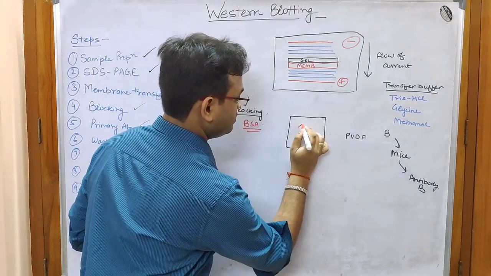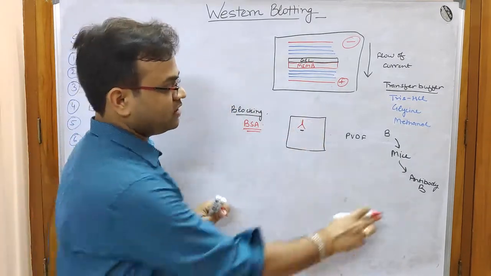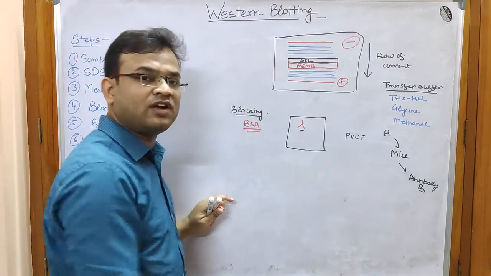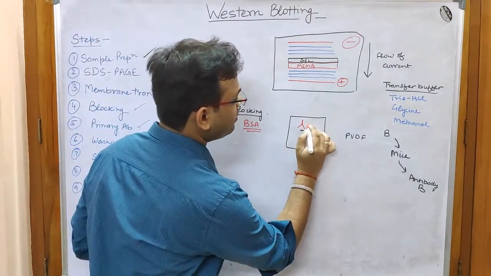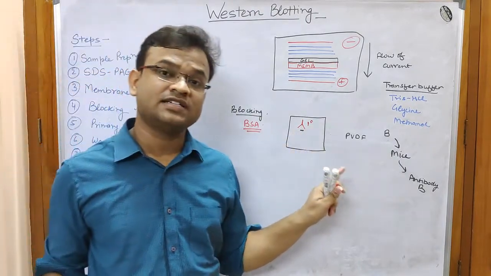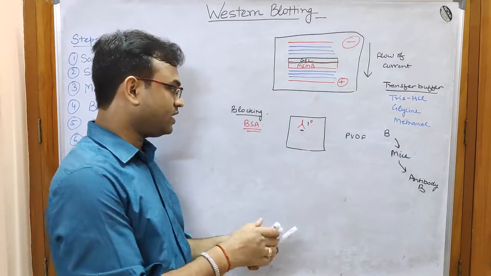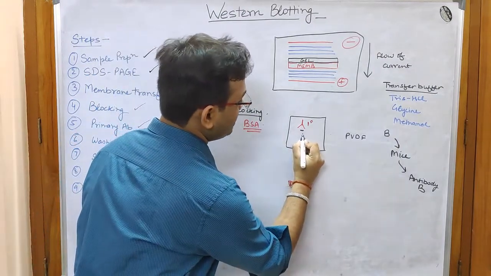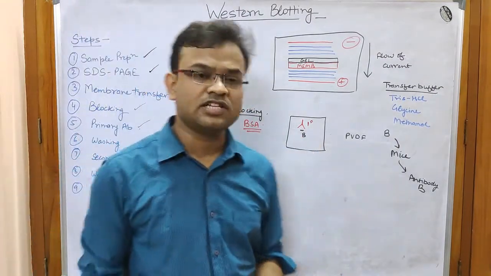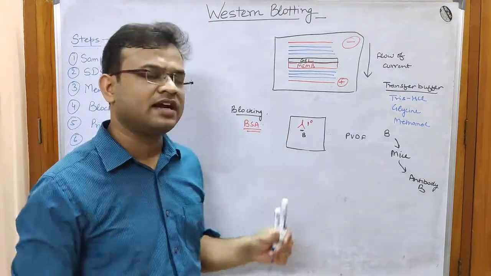So this is the primary antibody, the same antibody that we have obtained from mice. Primary antibody can also be shown by 1 degree. Okay, so this primary antibody, what has it done? It has identified this protein B over here. Okay, so you would have mixed a lot of primary antibody.